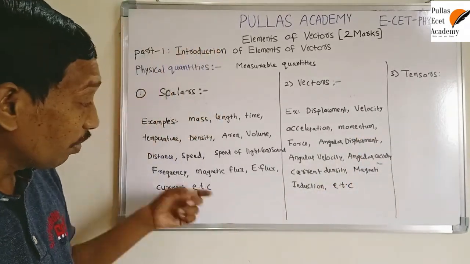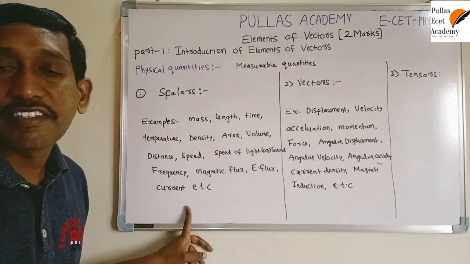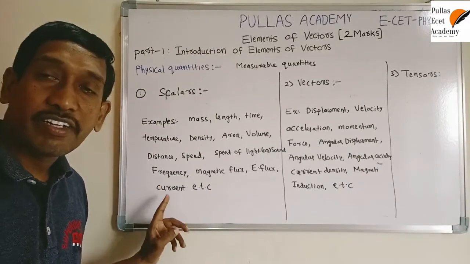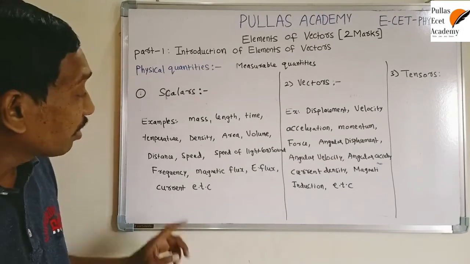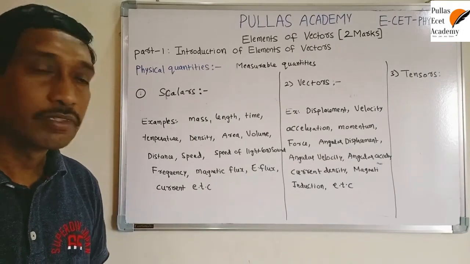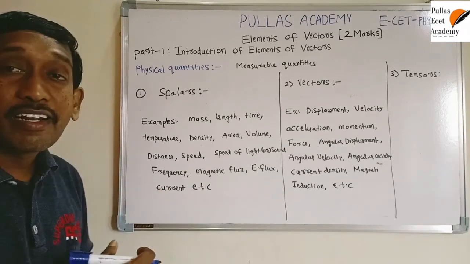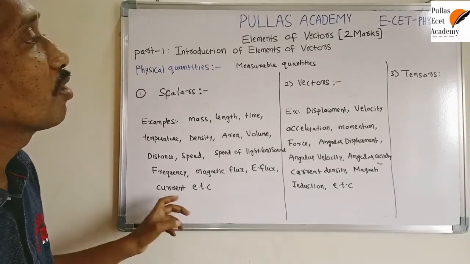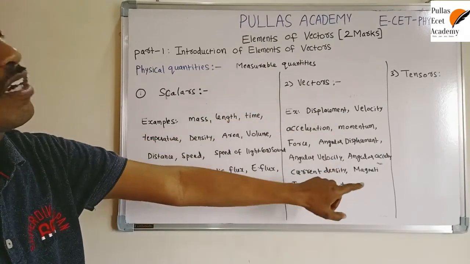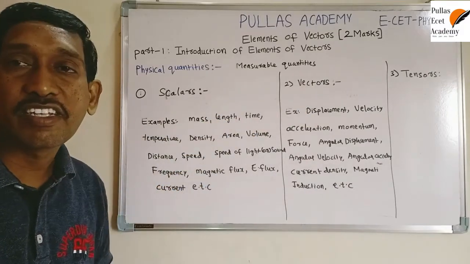Okay, one important point. Why is electric current a scalar, sir? Because electric current has both magnitude and direction, but it is considered a scalar. Why is it considered a scalar? Because electric current does not obey the laws of vector addition. If it does not obey the laws of vectors, it is not considered a vector. That's why it is considered a scalar.